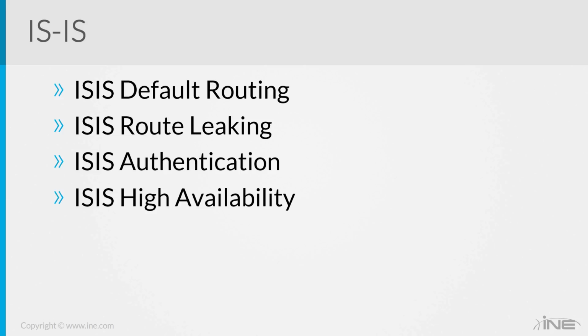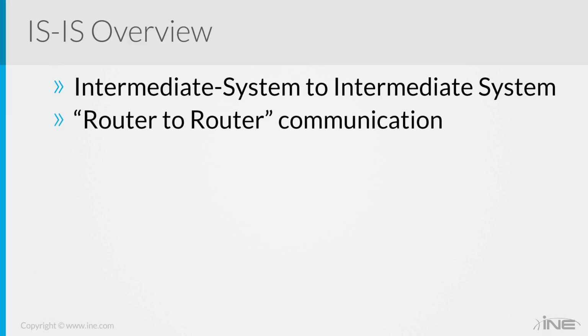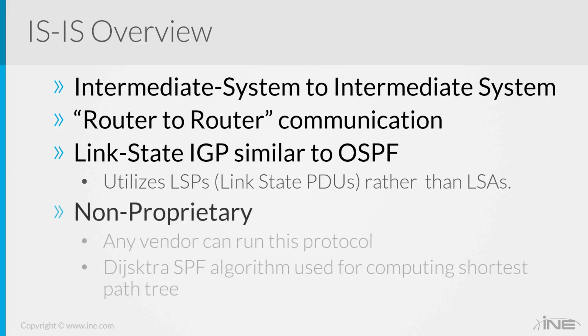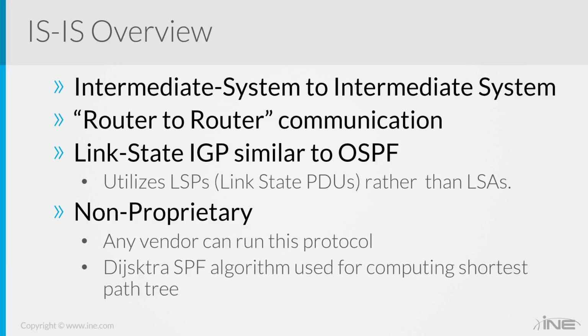Now, as an overview of IS-IS, IS-IS stands for intermediate system to intermediate system, or router to router communication. It is an IGP similar to OSPF and utilizes LSPs, or link state PDUs, rather than LSAs. It's got its own setup for that. That's just how IS-IS was built out. It is not proprietary, and any vendor can run this protocol. So I personally have seen this run on both Cisco and Juniper, but those are the only two platforms I'm familiar with running it. I'm sure that there are others, but the only two that I know of for a fact that do run it are Cisco and Juniper.